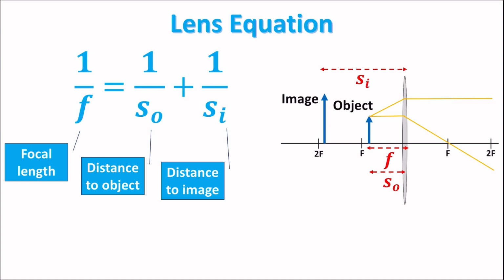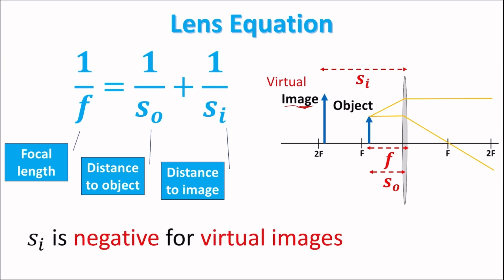In the case where light doesn't converge on the opposite side of the lens, a virtual image is formed on the same side of the lens as the object. And for a thin lens, this is a virtual image. And just like with mirrors, a virtual image will have a negative value of SI.